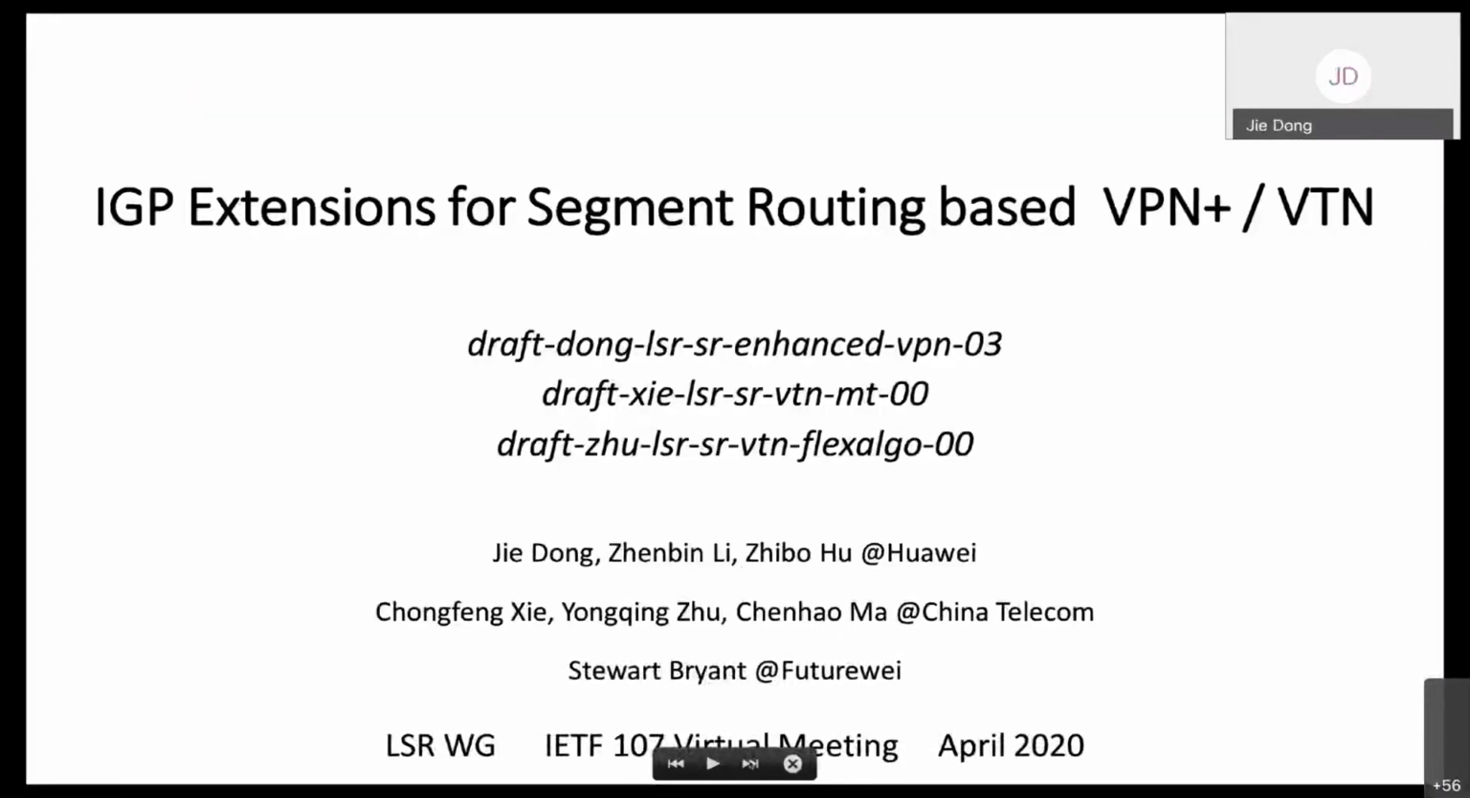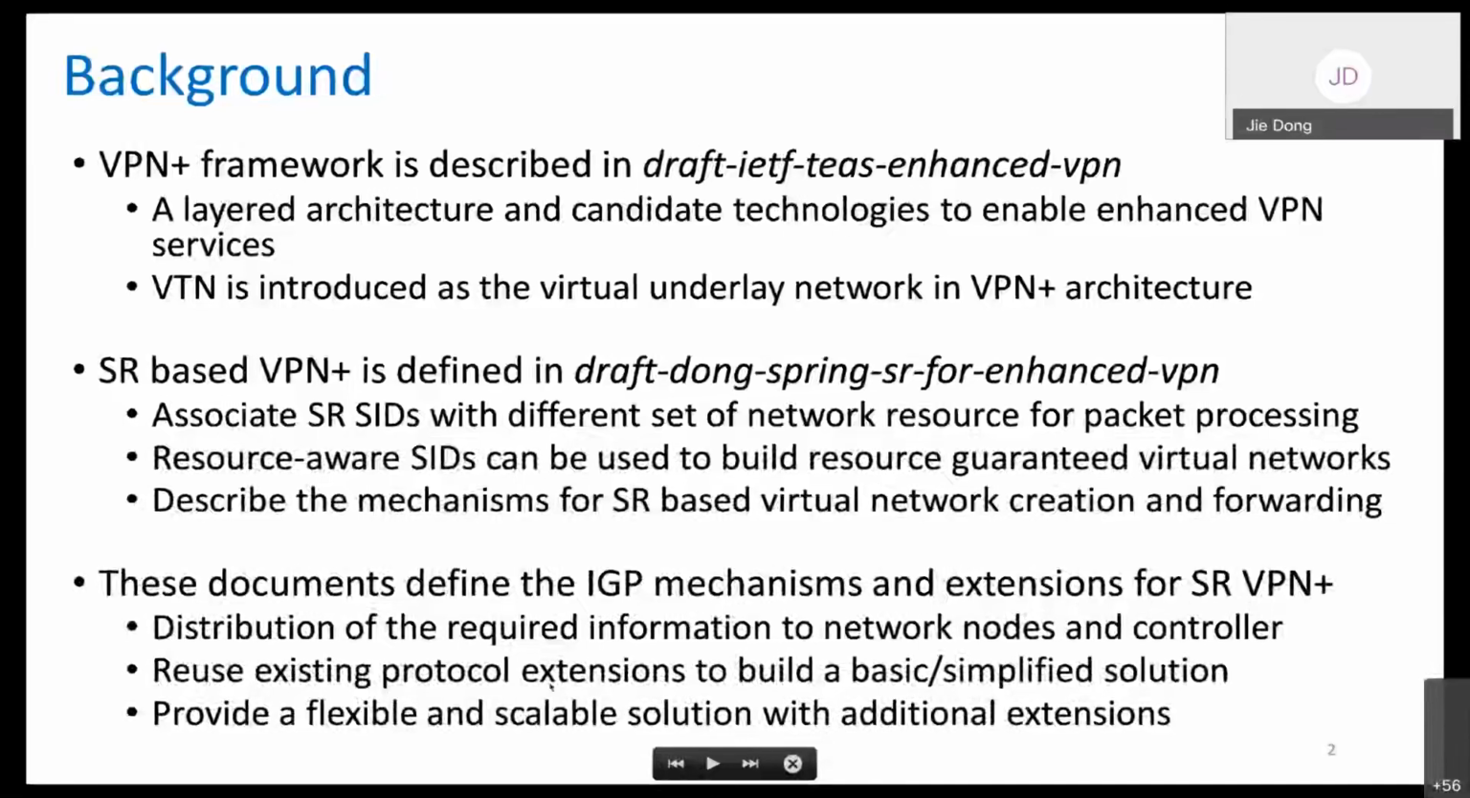So this is IGP extensions for the segment routing based VPN, and we are presenting an update of the existing draft, and also to simplify the solution which had been specified in the zero version. So here are some backgrounds. First, the VPN Plus framework is described in the IETF enhanced VPN draft, which is a working group document.